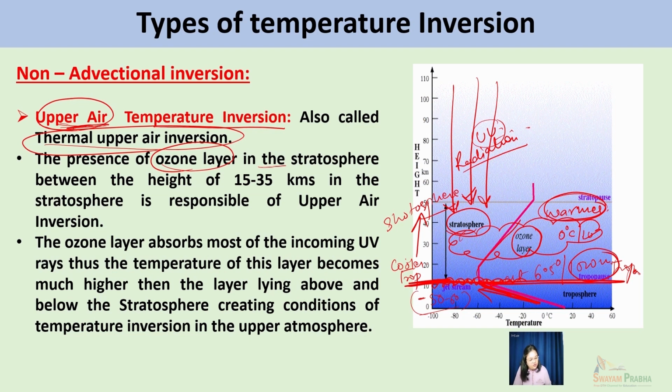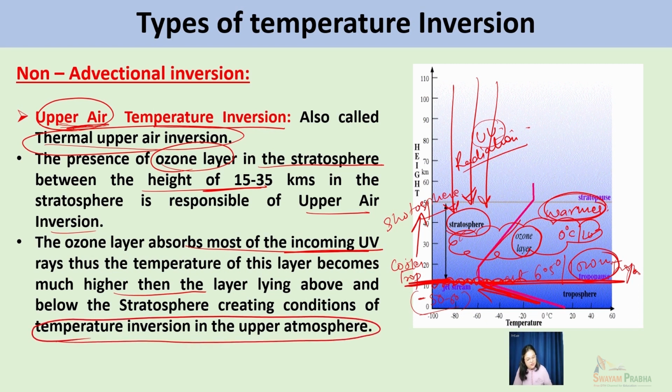So the presence of the ozone layer in the stratosphere between the height of 15 to 35 kilometers is responsible for upper air inversion because it absorbs most of the incoming UV radiation, thus increasing the temperature of this layer, and the temperature of this particular layer becomes much higher than the lower lying layer, which is the troposphere, creating the conditions of temperature inversion in the upper air.